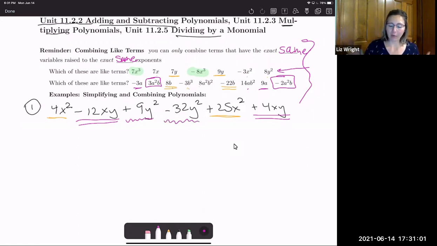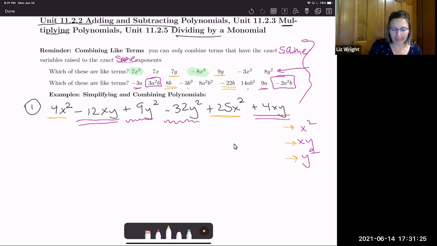The next thing my brain is thinking about is, between those three, we've got an x squared, an xy, and a y squared, which one alphabetically comes first? Because we're going to have to put them in alphabetical order. So which one alphabetically comes first? It's going to be this x squared. Then it's going to be the xy. Then it's going to be the y squared.